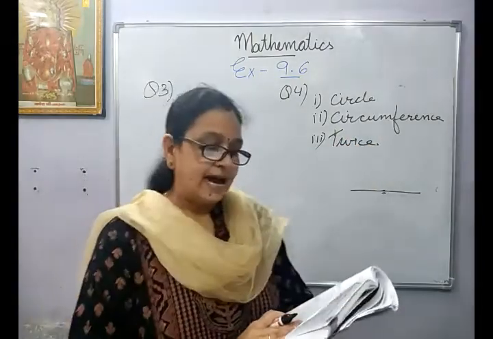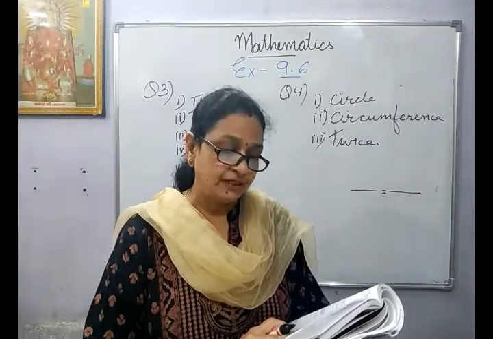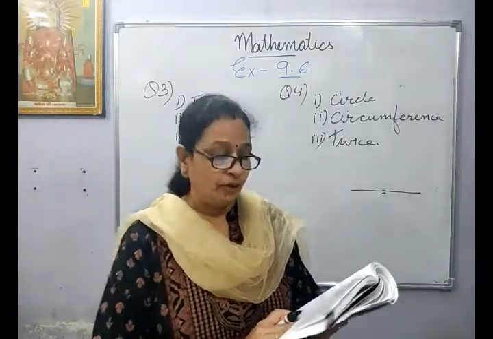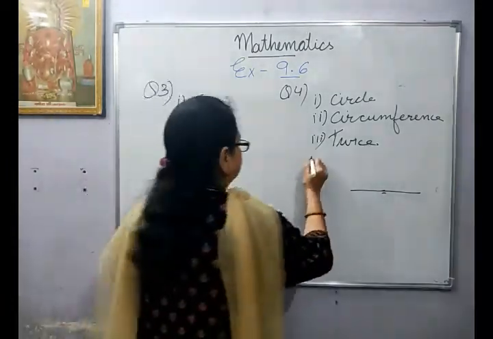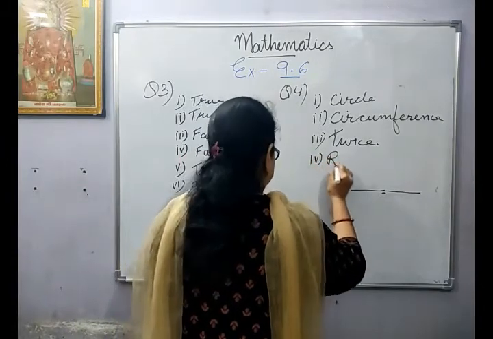Then fourth, dash is the distance from the center of the circle to any point on the boundary of the circle, and that is called the radius.